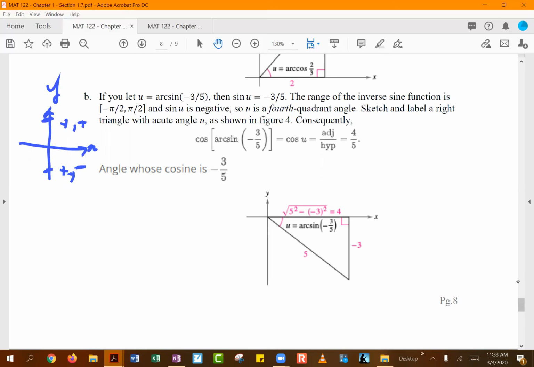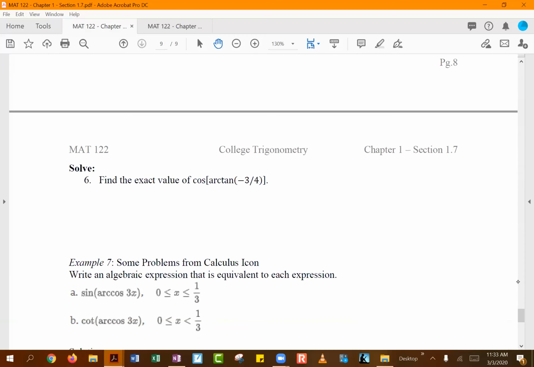Again, this is our central angle, so that will be u. Sine function is opposite over hypotenuse. So the opposite side is -3, the hypotenuse is 5. Again, using Pythagorean, calculate your third side of the triangle. And then cosine function, of course, is adjacent over hypotenuse, so that's 4/5. So you want to use that same idea to try and see how we can come up with our cosine composed with the arctangent function at -3/4.